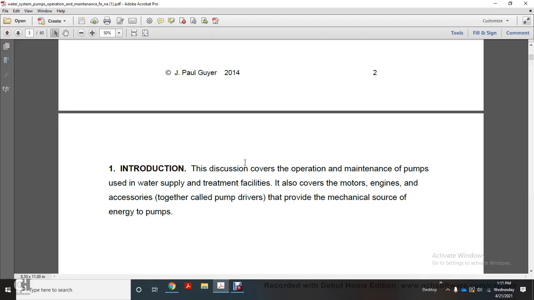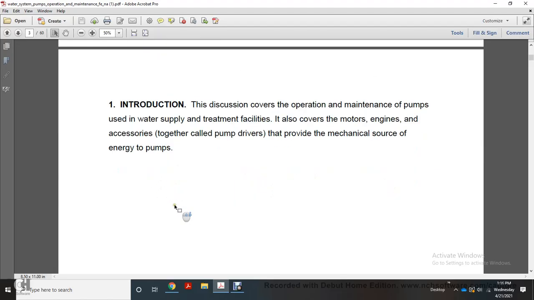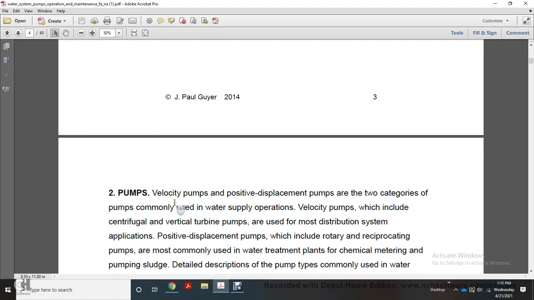Introduction. This discussion covers the operation and maintenance of pumps used in water supply and treatment facilities. It also covers motor and engine accessories, together called pump drivers, which provide the mechanical source of energy to the pumps.